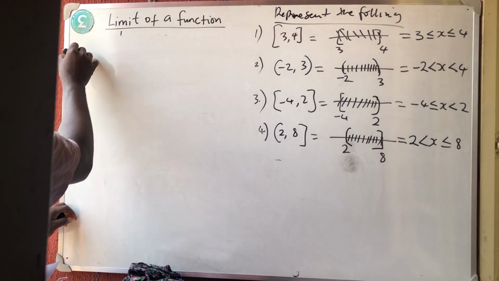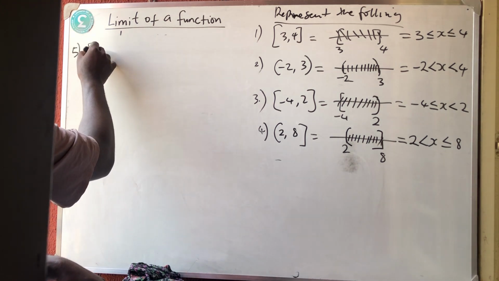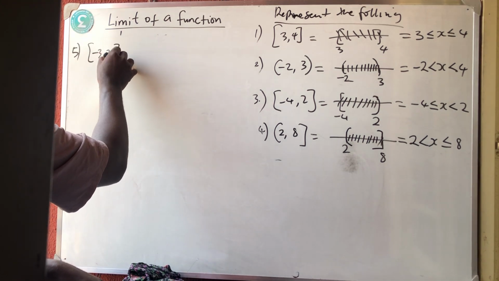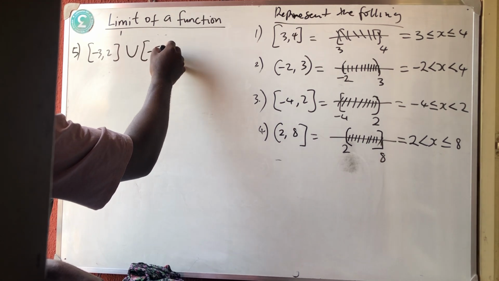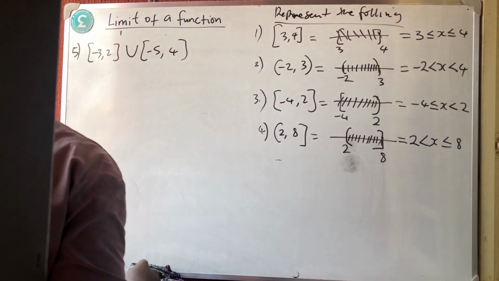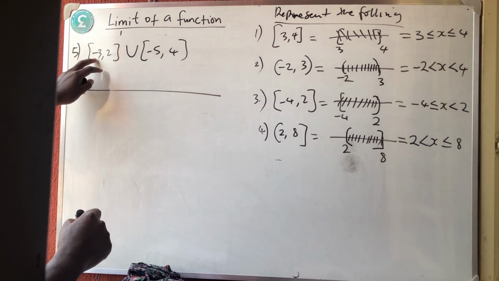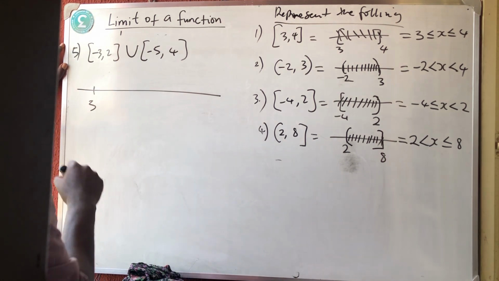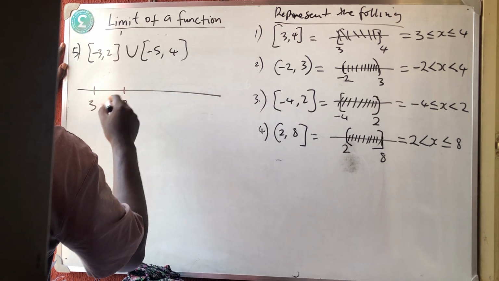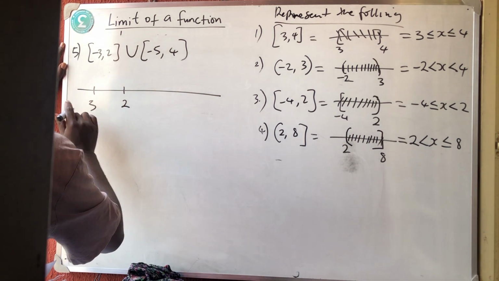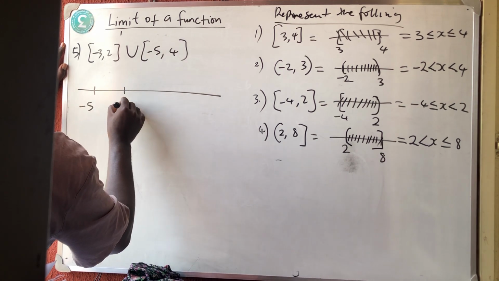Number 5 says [-3, 2] union [-5, 4]. Okay, so let us represent this. This is the line, the highest of the negative, -3. Then I have 2 should come in between here. Is it -5? Okay, -5, and -3 can be somewhere here.